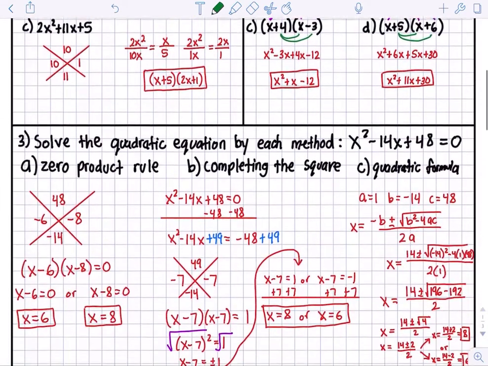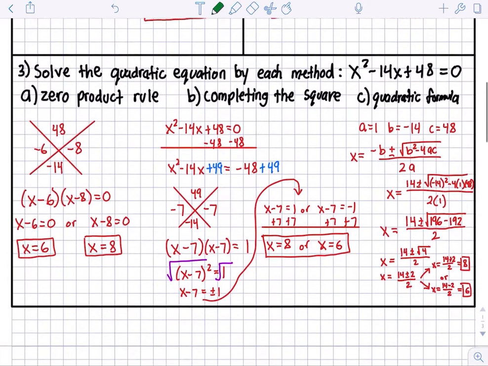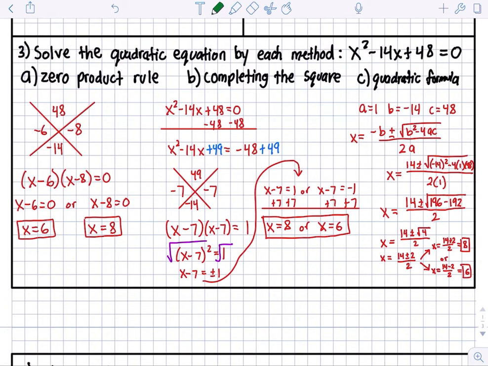Alright. For problem 3, you guys, they give you one quadratic equation, and you have to be able to solve for that equation using 3 different methods. Zero product rule, completing the square, or the quadratic formula. Okay, so for zero product rule, you have to just factor this and then solve for x.